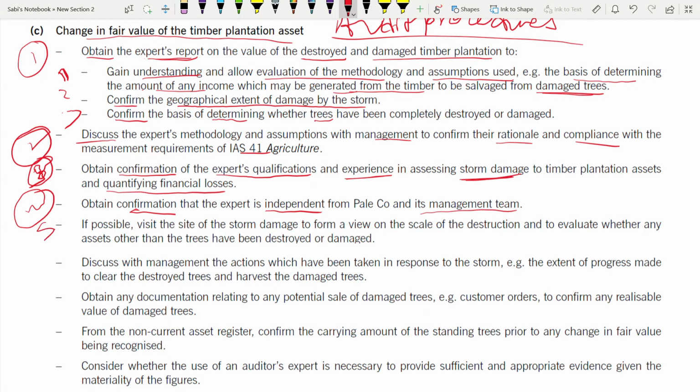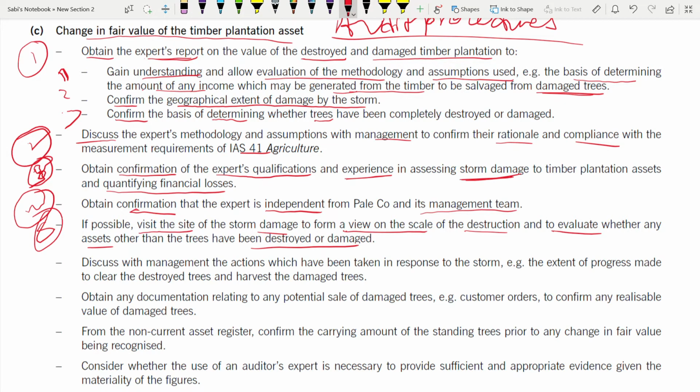Number 5, if possible, visit the site of the storm damage to form a view of the scale of the destruction and to evaluate whether any assets other than the trees have been destroyed or damaged. These are very practical answers. You have to think very practically when you're designing audit procedures, because this could be a little bit tough to think.